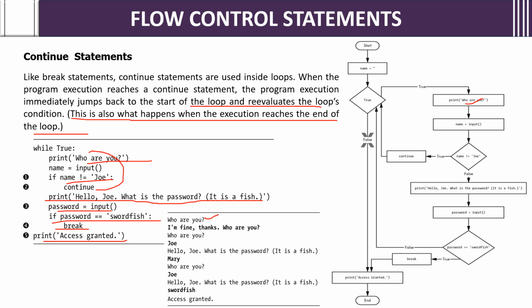See, if you put Mary as the password, then again it will go to the while statement: Mary, who are you? Again you should give Joe. If it is Joe, if it is correct, then it will give hello Joe, what is the password? Then if you give swordfish only, it will break out of the loop and give access granted. You should understand the programming in this way.